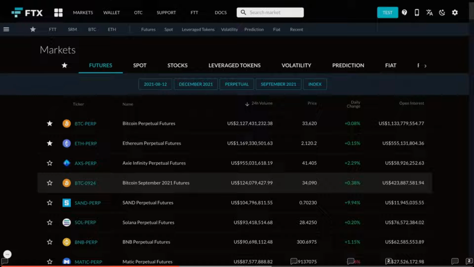In traditional markets, this would mean that on the 24th of September, if you were to purchase that contract, then you would take delivery of that Bitcoin on that date. So that means that somebody is selling it to you, and they're happy to sell their Bitcoin to you on the 24th of September at $34,093.